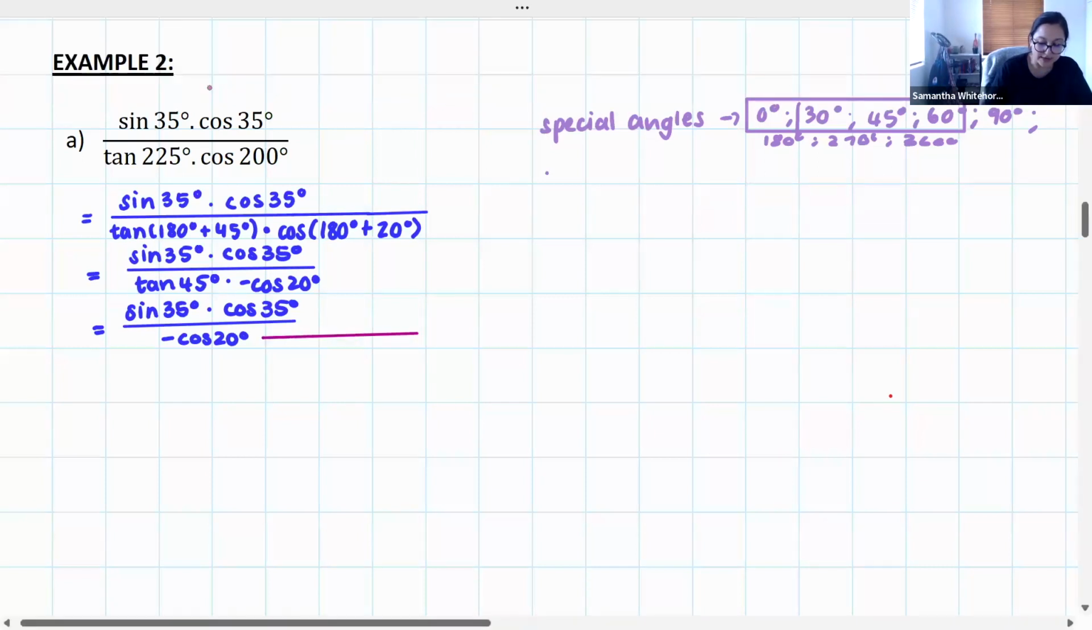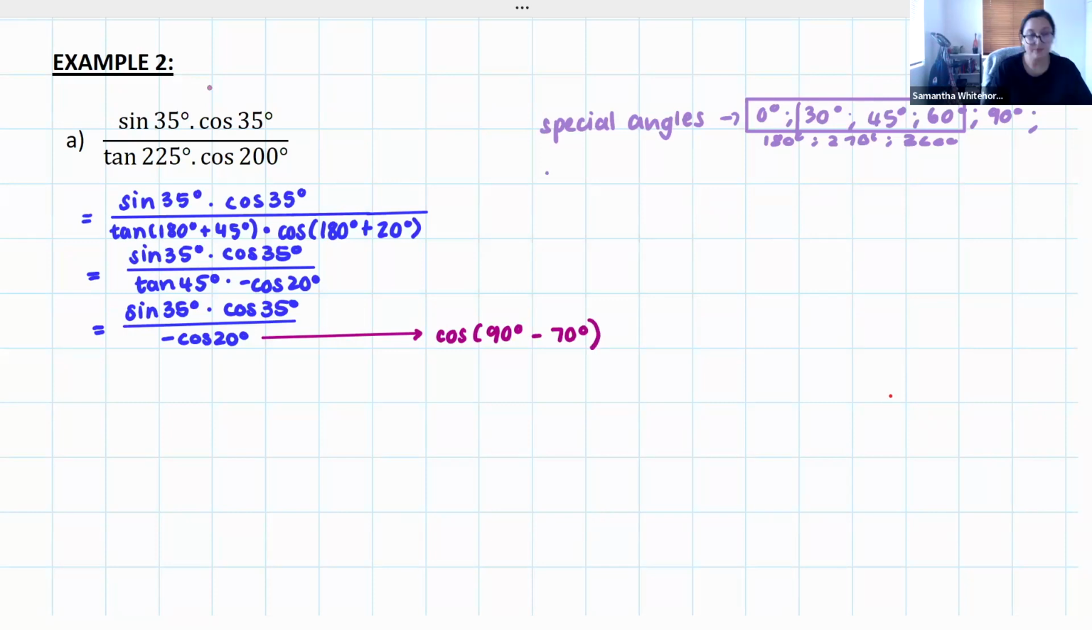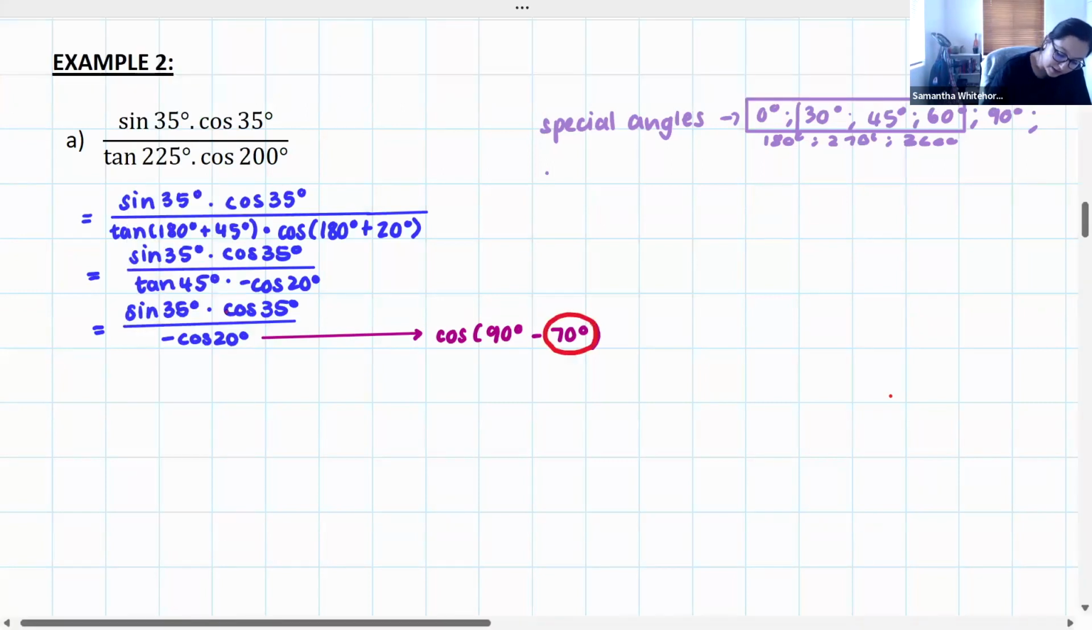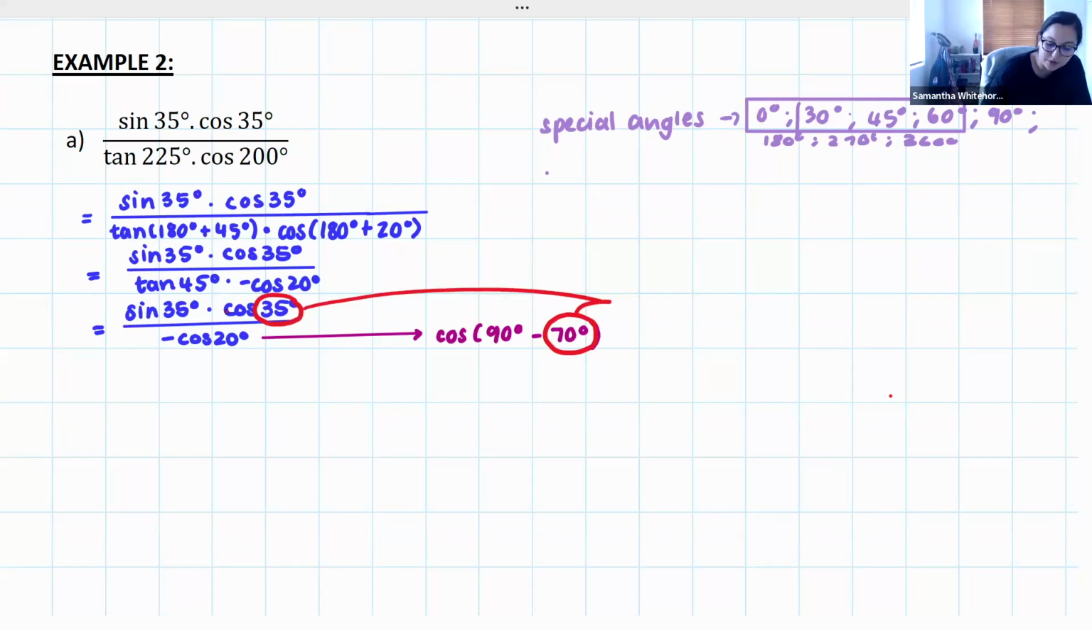One way we could write cos 20 is to say cos of 90 minus 70, because 90 minus 70 is 20. And we could apply a co-ratio idea over here in order to create an angle that suits our needs here. Now, the reason I'm saying it's going to have a look at the relationship between 70 and between the 35 degrees, that's a double angle situation that we have going on.